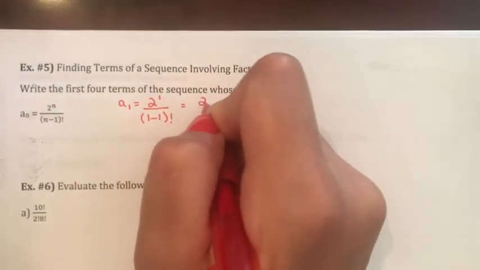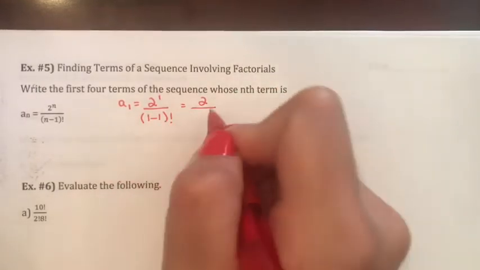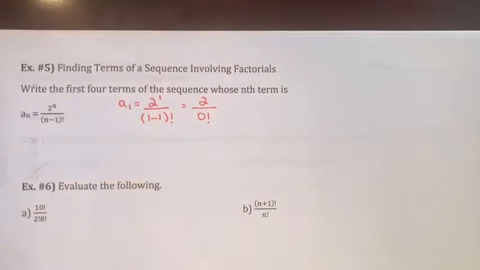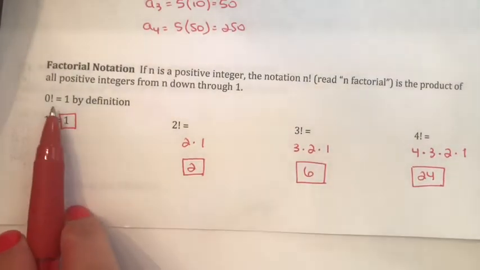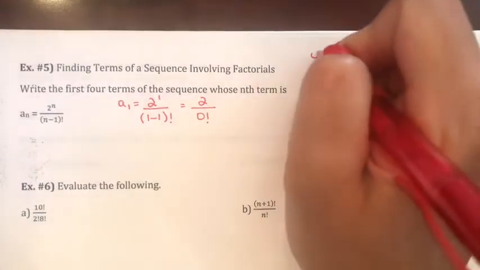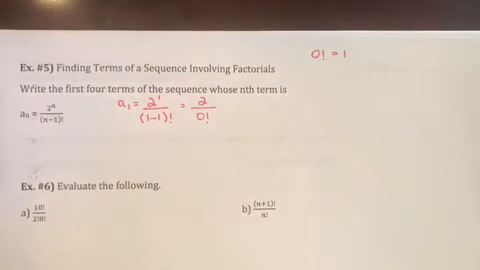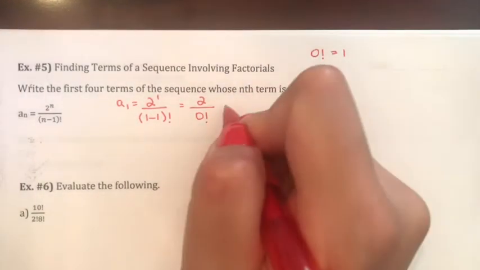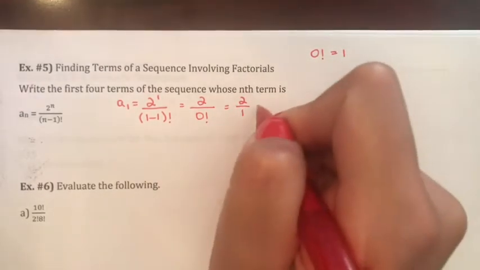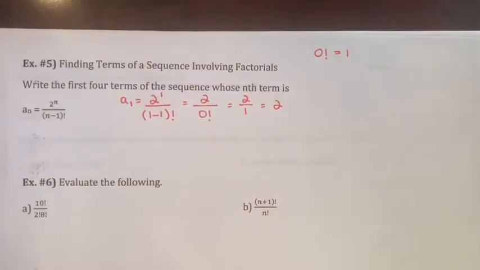So in my numerator, that's just 2. On the bottom, I have 0 factorial. Now on the previous page, we saw that 0 factorial is equal to just 1, so I'm gonna put that up top. So that means I've got 2 over 1, which is just 2.